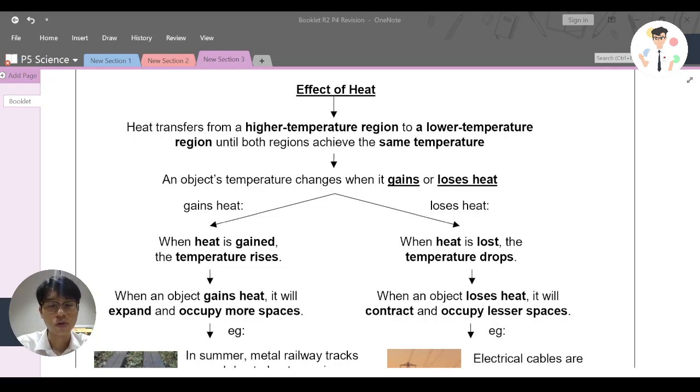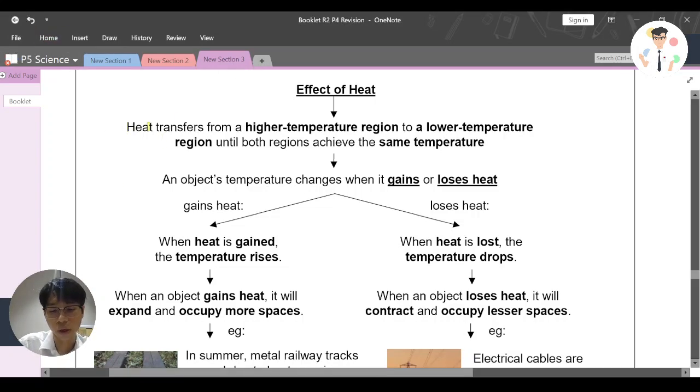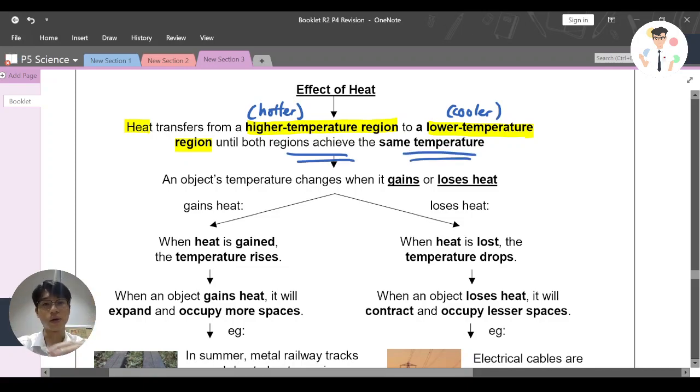Again, the properties of heat. We also learned that heat is always transferred from a hotter region, or a higher temperature region, to a lower temperature region, or a cooler region. It continues until both regions reach the same temperature, and then it just maintains there. An object's temperature changes when it gains heat or loses heat.